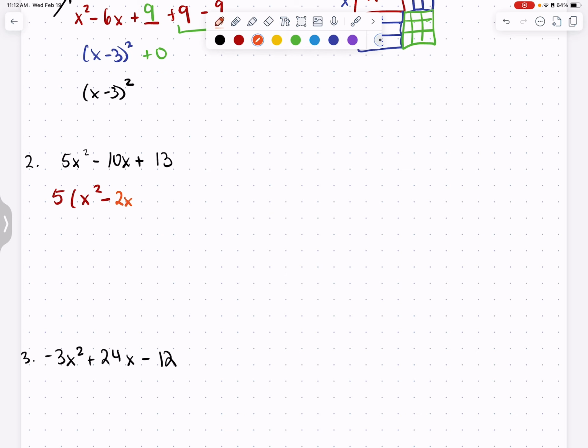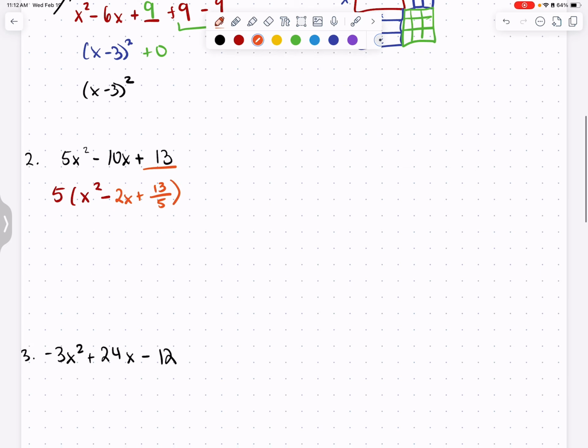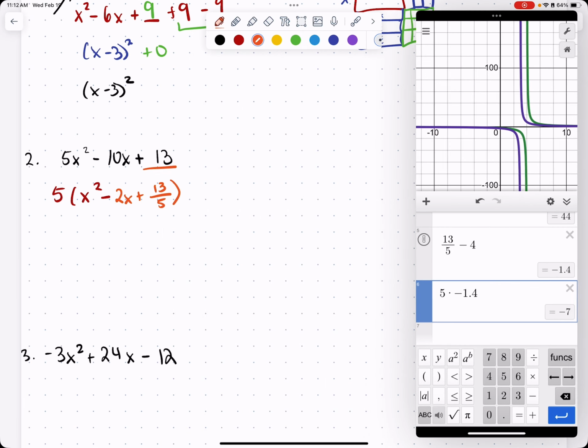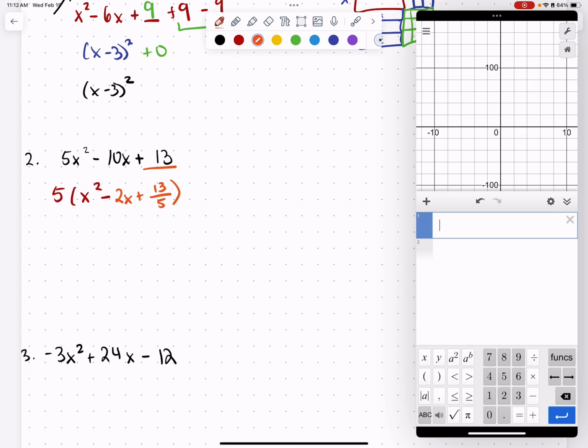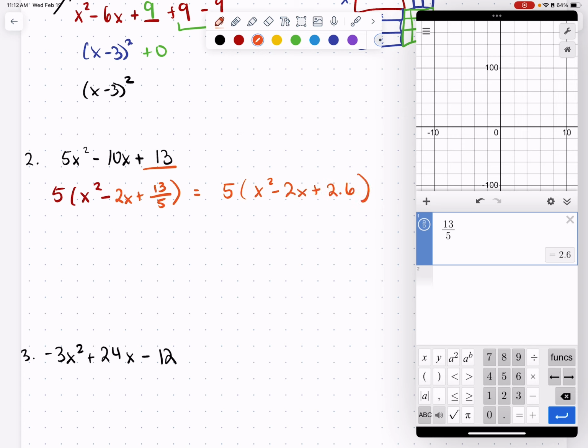If I divide negative 10x by 5, I get negative 2x. If I divide 13 by 5, that doesn't come out evenly, but I can just write it as a fraction or put it in a calculator to find that 13/5 is 2.6. You can choose to work with the fraction or the decimal, but I'm going to show working with the fraction because I think it's easier in the long run when we multiply back in. So you could use the decimal if that is more appealing and you've got a calculator on hand.